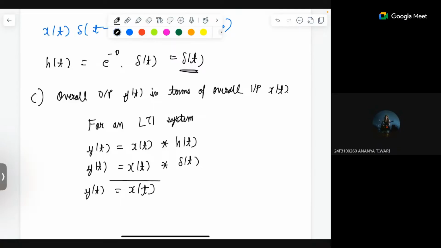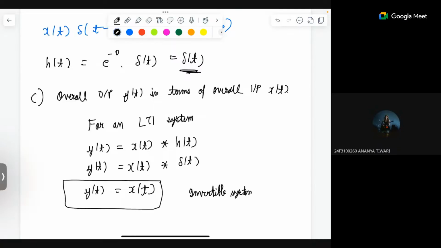Yes, I will get xt. So my overall output yt in terms of overall input xt is yt equal to xt. The impulse response was delta t and I get this. So this is actually an invertible system, the one we solved. Is this clear, the third part?